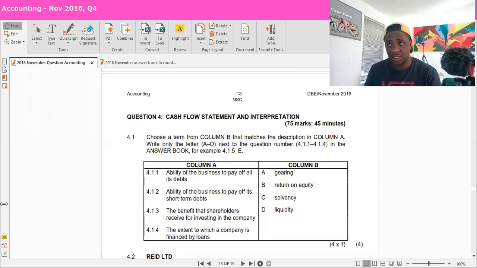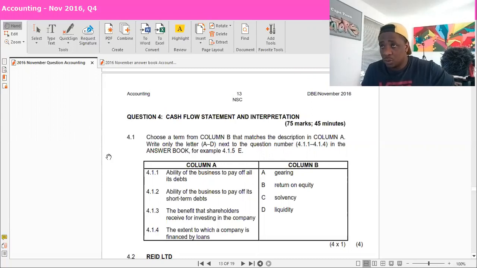And after watching this lesson, you should be able to complete a cash flow statement and be able to answer similar questions to this one that may reappear again in the exams. Without wasting any more time, let's just jump straight into it.